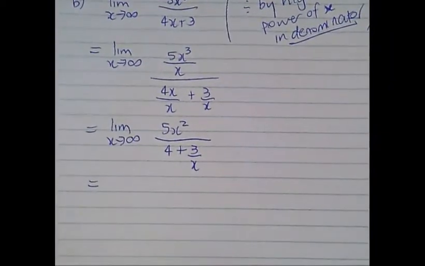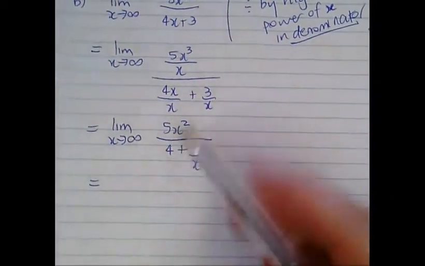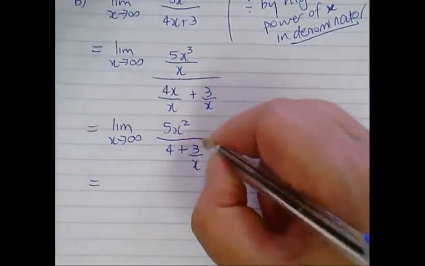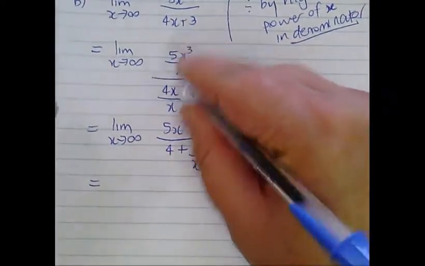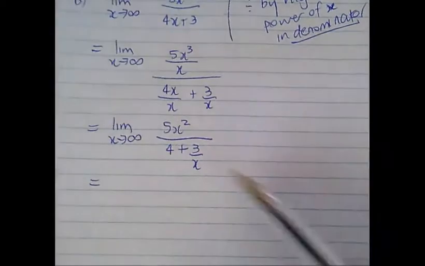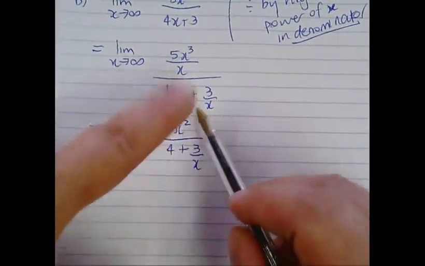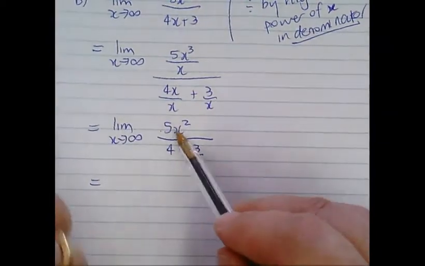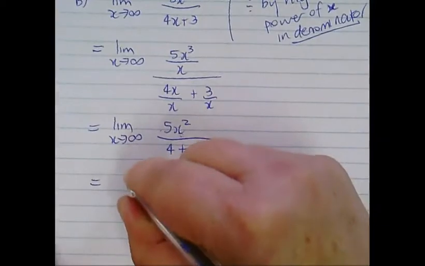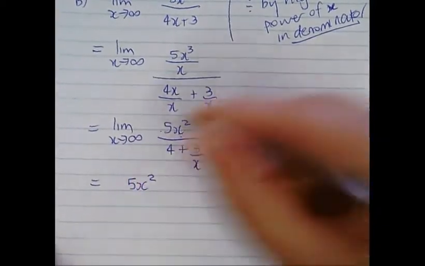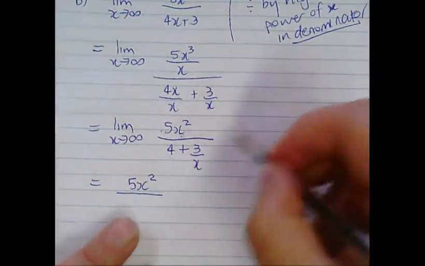Now, as x gets really big, 5x squared, its value is going to be 5x squared. Let's say if x was 10, I would get 5 times 10 squared is 500. If x was 100, I'd get 5 times 100 squared, which is 50,000. So the limit as x approaches infinity for this will be whatever 5x squared is, it will be. Okay, so we don't put infinity.